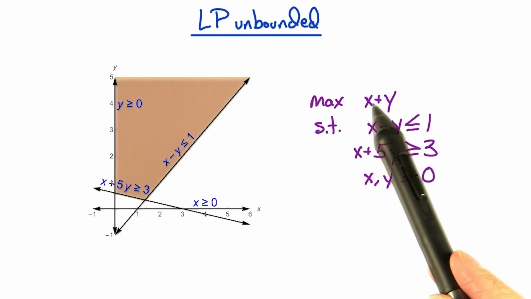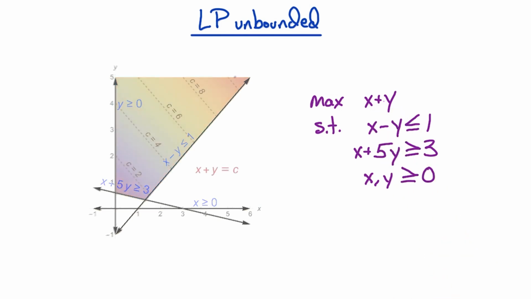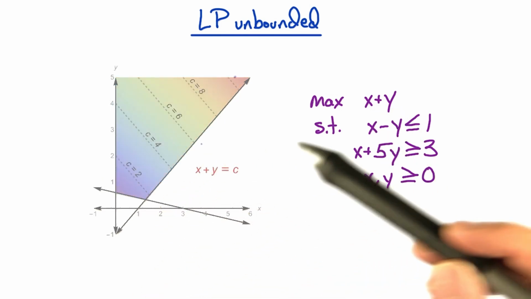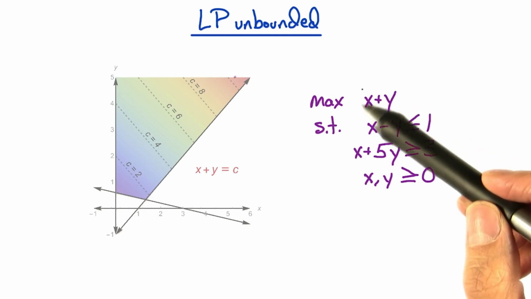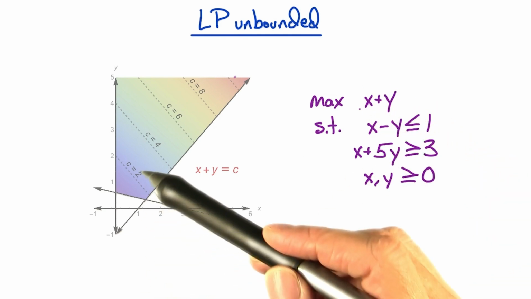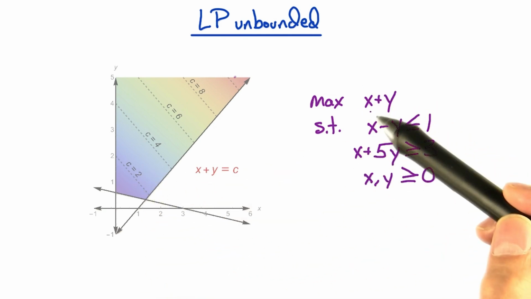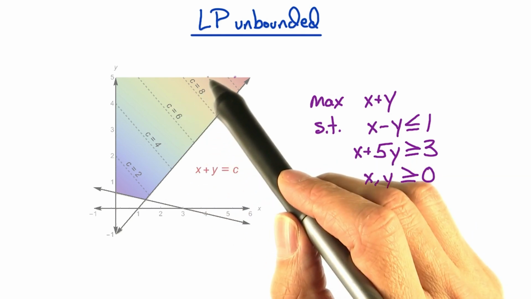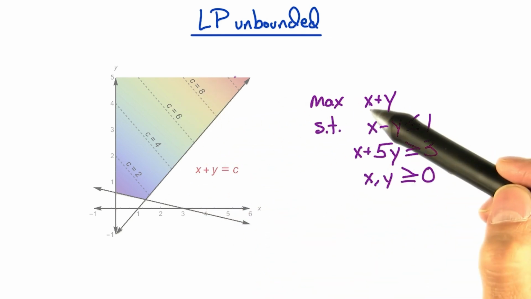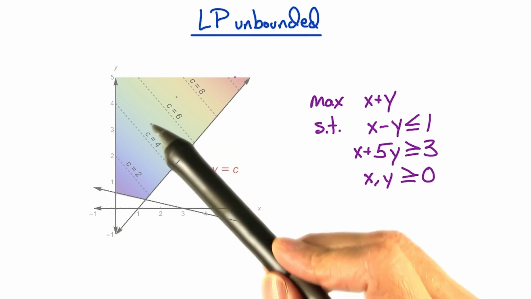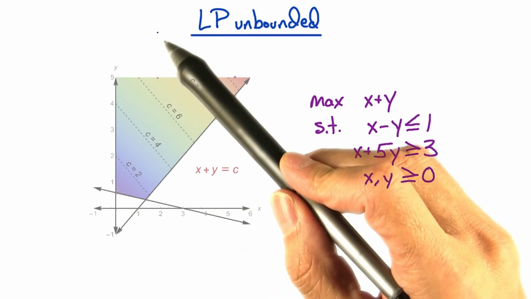Now let's look at this objective function, x plus y. What we've illustrated here are the heat map and the level sets for this objective function, x plus y. So the blue regions are the lower values of this objective function, and as we get up to the red regions, we get the higher values of this objective function. So notice the objective function is increasing as we move up.